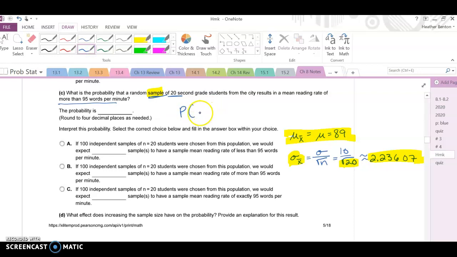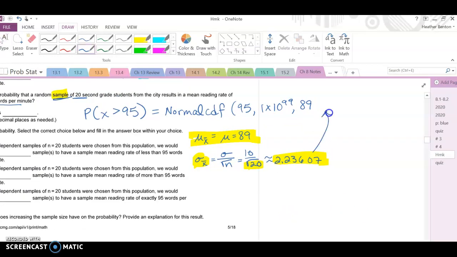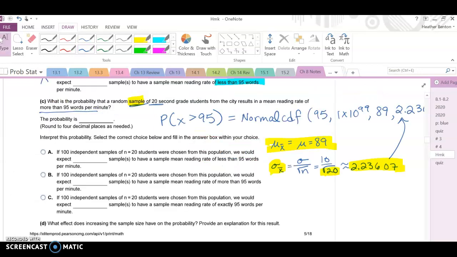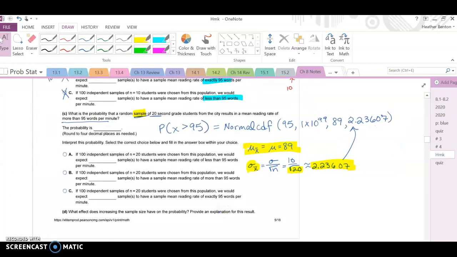So we're looking for the probability that X-bar is more than 95 in a sample of 20, which would be normal CDF. We still have 95, still have 1 times 10 to the 99, still have 89. The only thing that changed is this standard deviation is now 2.23607. So let's put that in our calculator. Okay, so that one comes out to be approximately 0.003645. So 4 decimal places, 1, 2, 3, 4.